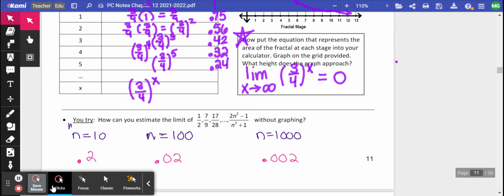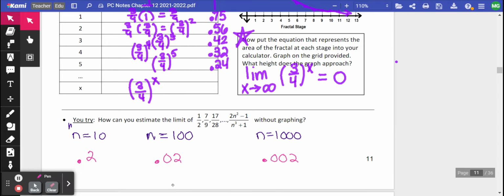And what that tells me is that the values are decreasing, over and over and over again. They'll never be negative. They'll never be zero, but they're going to approach zero. So again, we would say something like this. The limit as n in this case approaches infinity of 2n squared minus 1 over n cubed plus 1 is 0.